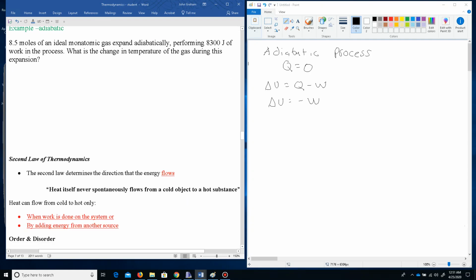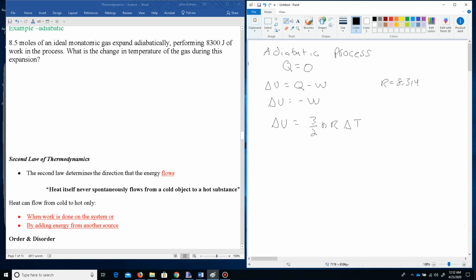So let's get to this example here. One thing I want to point out that I haven't mentioned yet, but we've seen in other chapters: delta U equals 3/2 nR delta T. We saw this starting in chapter 13 and then 14 and even this chapter, so it's involved in different parts. n is the number of moles of gas, and R is the gas constant, 8.314.